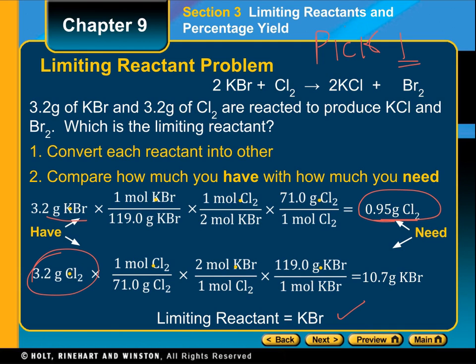Let's double check and check the other number. Let's say we need 10.7 grams of KBr, but we only have 3.2 grams of KBr. Do we have enough? Well, no, we don't. We need 10.7 and we only have 3.2, so again we know that the KBr runs out first, which makes sense.